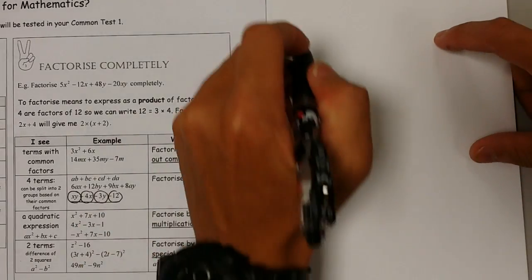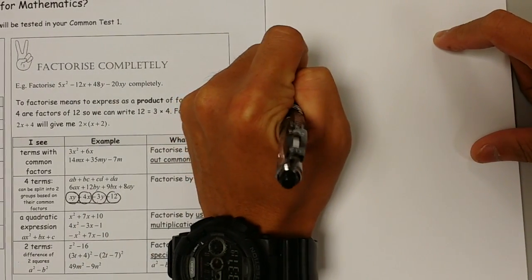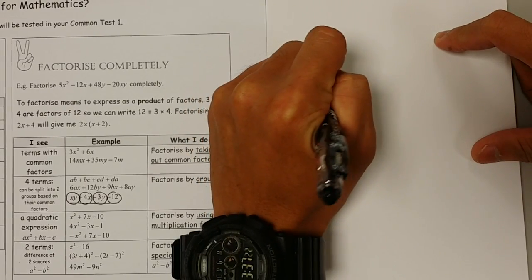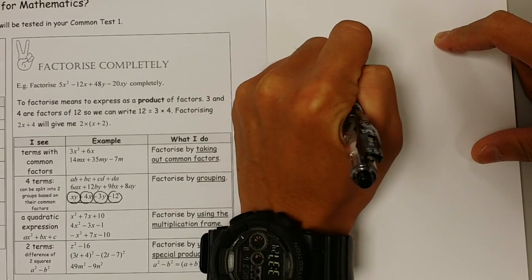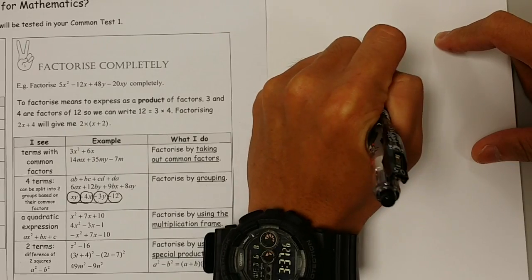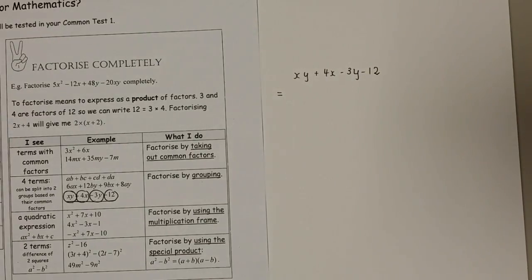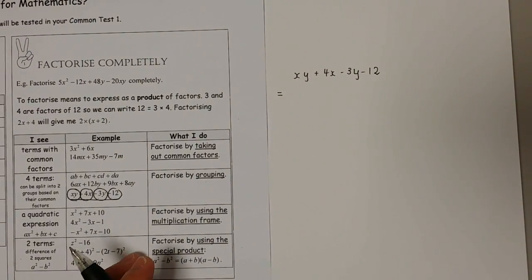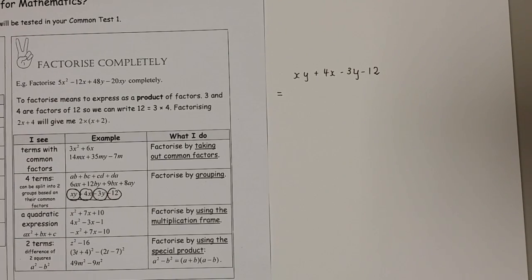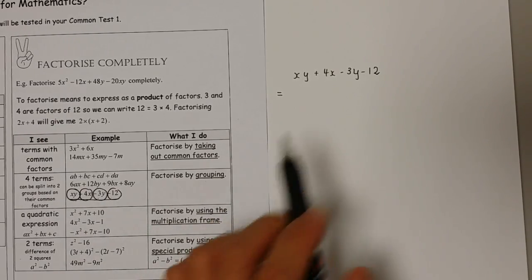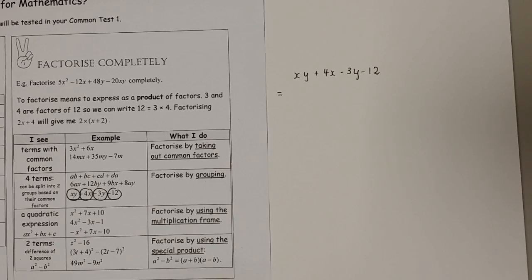So let me do the working here. Step 1 of factorization by grouping. As the name suggests, we have to group these 4 terms into 2 groups. How do we decide whether or not to put 2 of the terms together? We put 2 terms into the same group if they have a common factor.